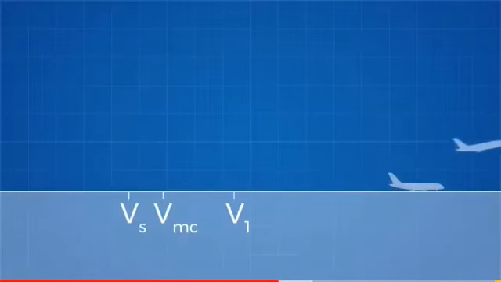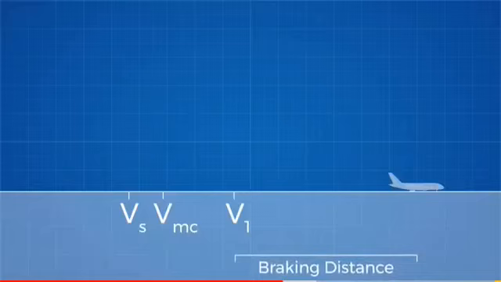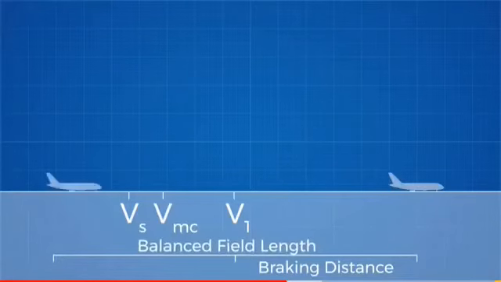This is the most important speed for runway designers. At this speed, the plane will need enough distance on the runway to safely bring the plane to a stop, which is exactly the same as the distance needed to reach V1. The resulting total runway length is thus called the balanced field length. Back to that in a moment.